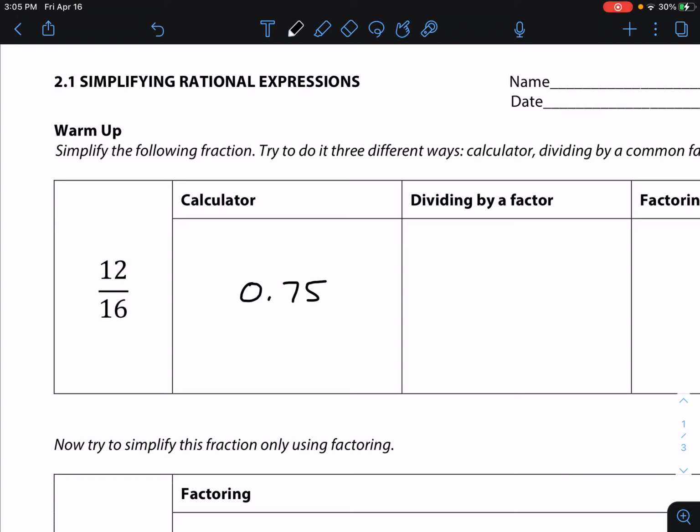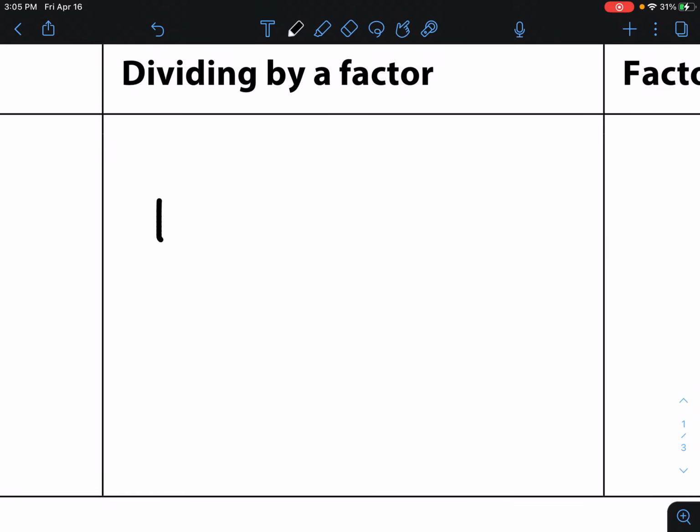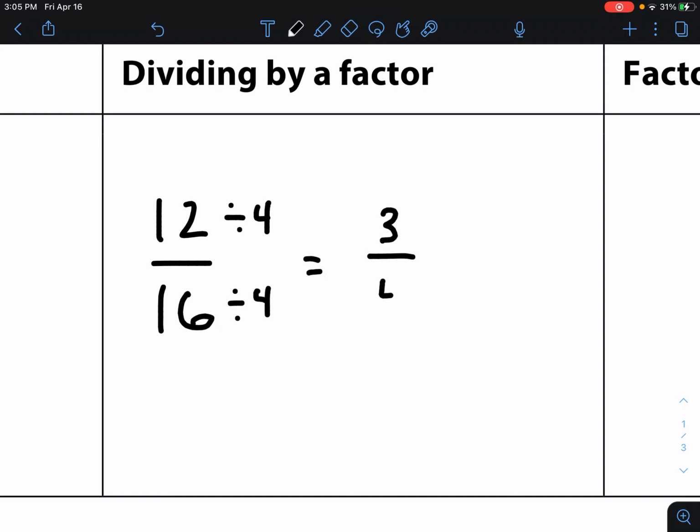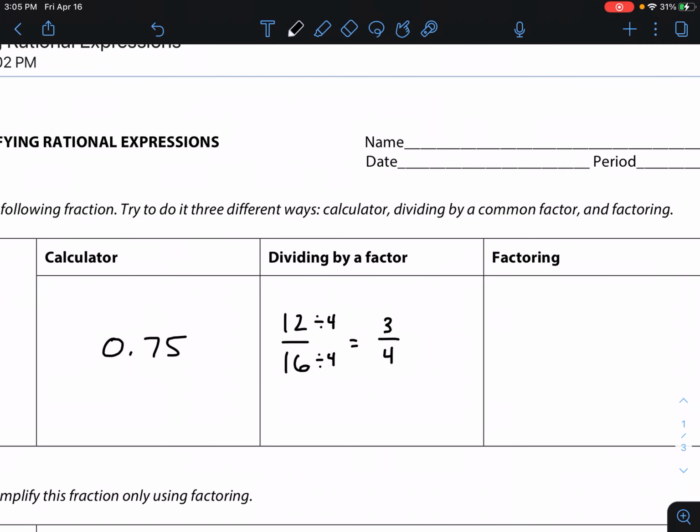The second way we can simplify this fraction is to simply divide by a common factor. So if we think about 12 over 16, both of those numbers are divisible by 4, so we can divide each one by 4, and we end up with 3 over 4. So we have simplified that. It looks different than what we did with the calculator because it's still a fraction, but it is still the same as what we did with a calculator because 3 over 4 is 0.75.